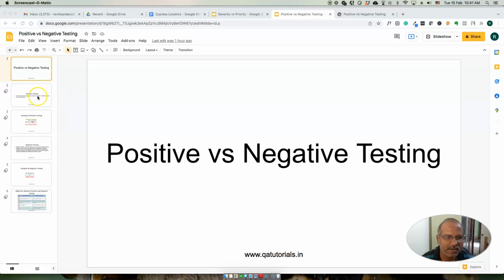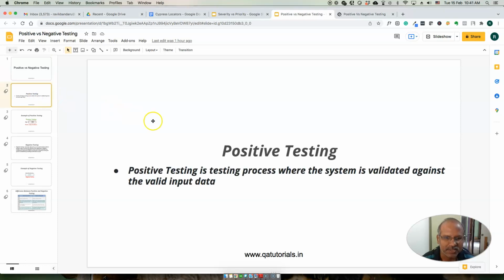Let us see what is the purpose of positive testing. Positive testing is basically a testing process where the system is validated against valid input data. Suppose we are testing a phone number field, it only takes numbers. So we will only give a valid phone number and test it. That is positive testing.